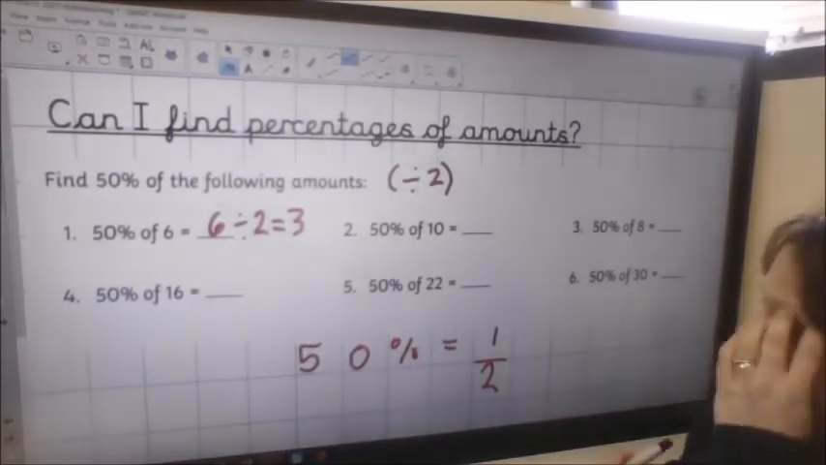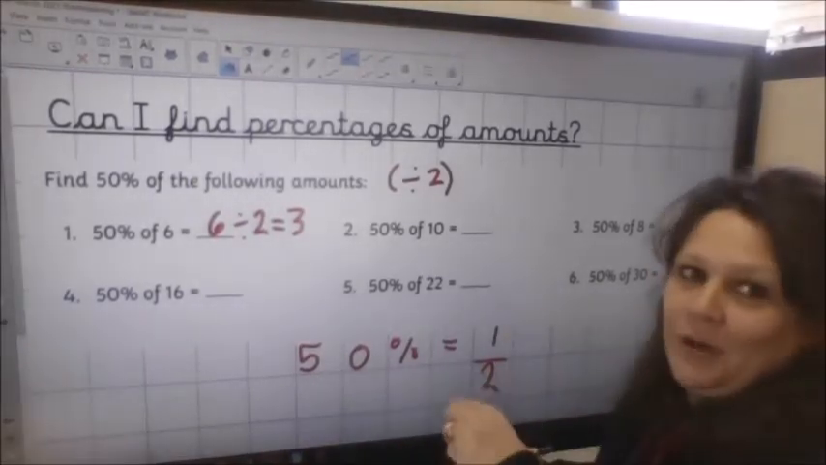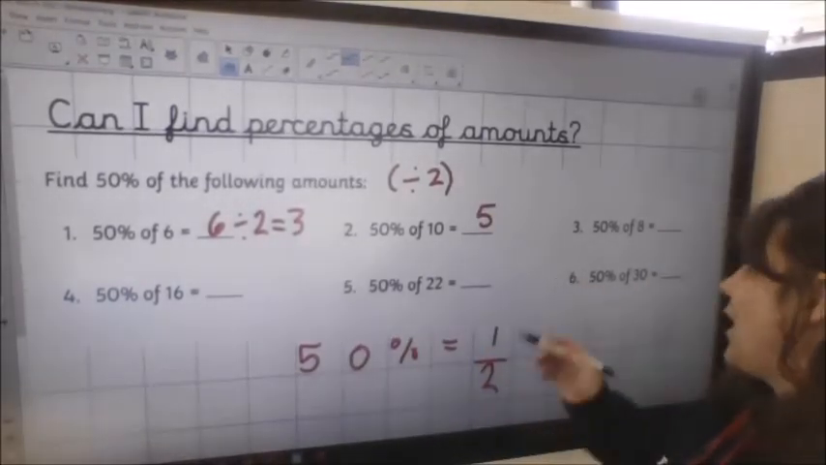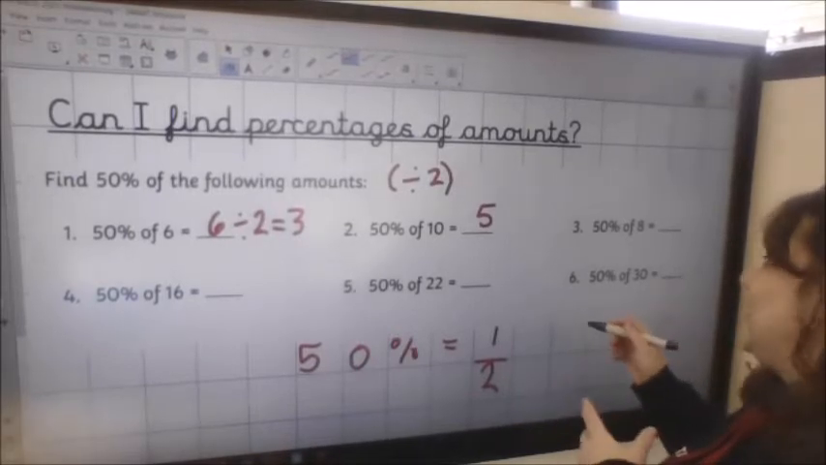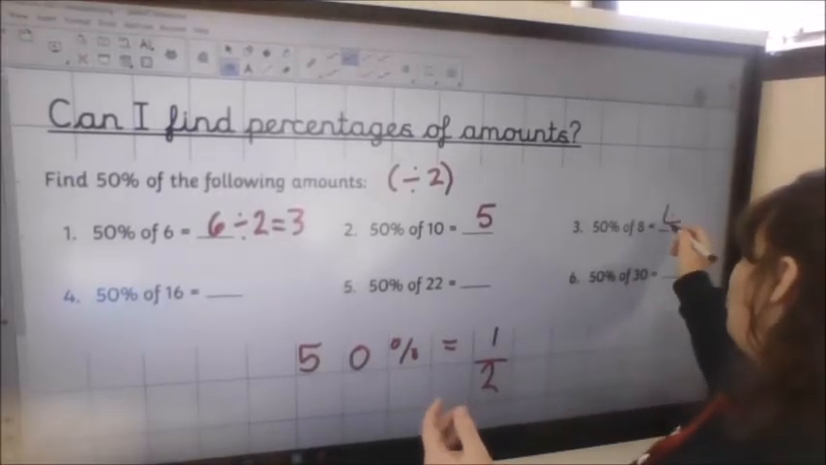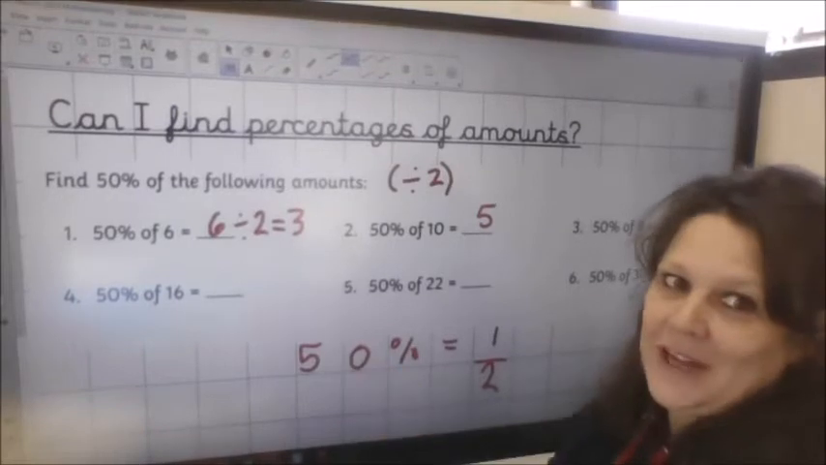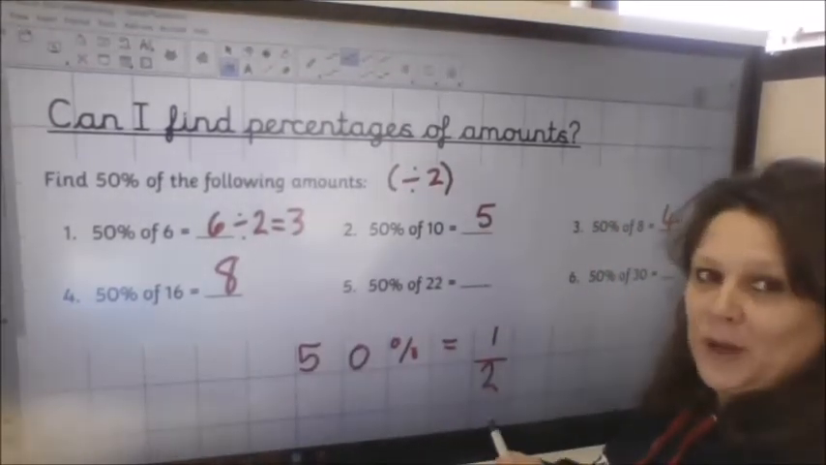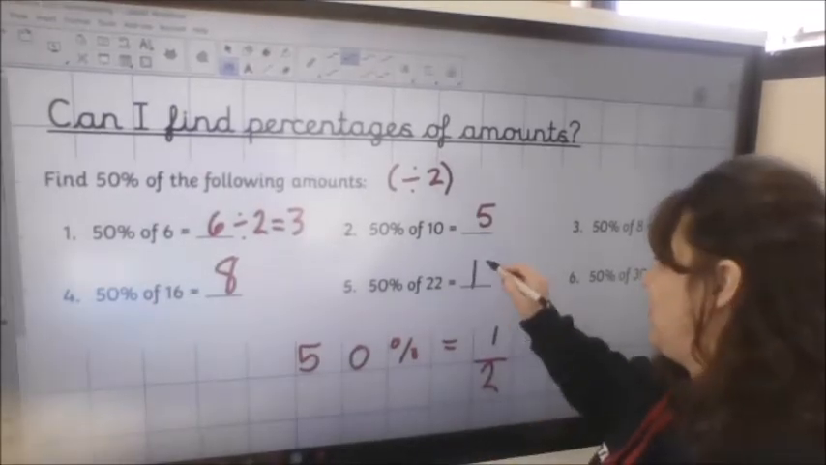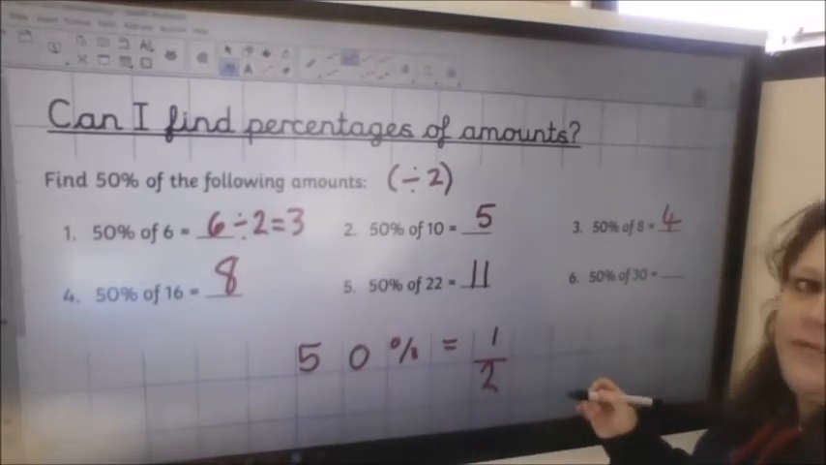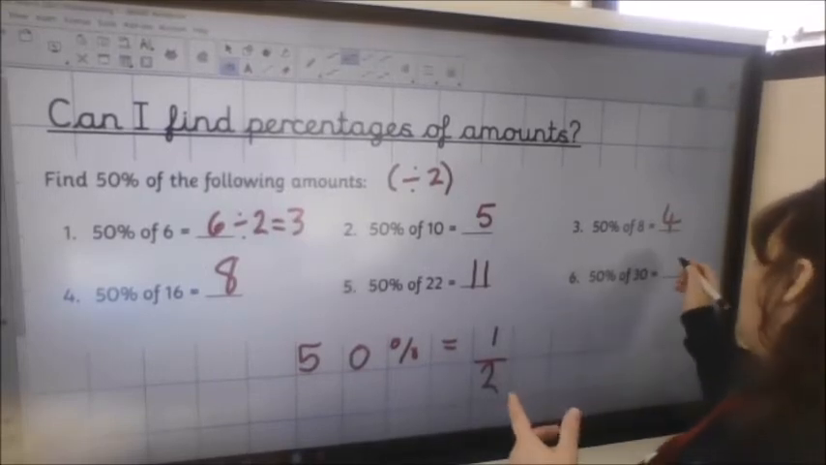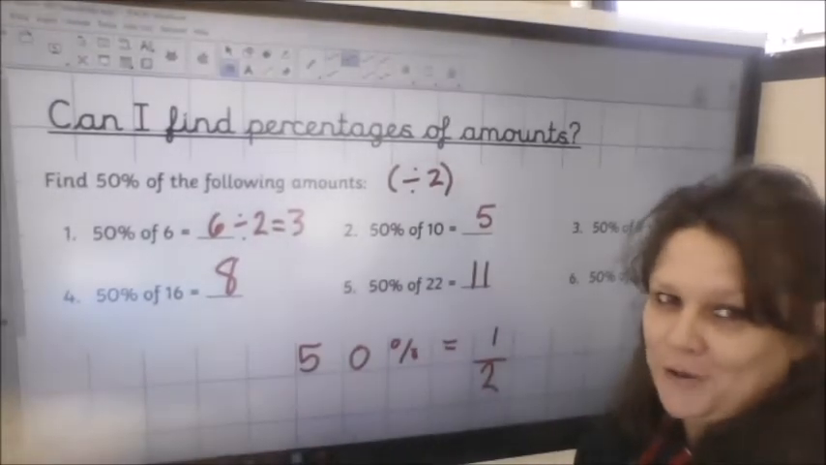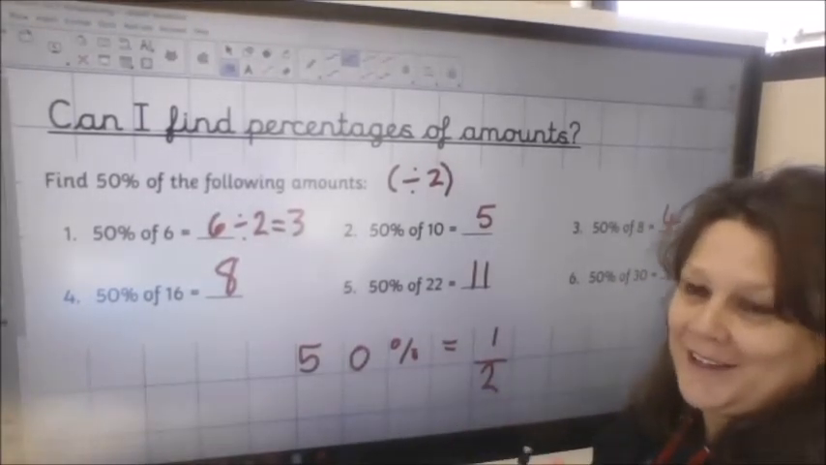Okay, then Year 6. Let's have a look at what you did. Number 2, 50% of 10, 10 divided by 2, 5. 3, 50% of 8, 8 divided by 2, 4. 50% of 16, 16 divided by 2, 8. 50% of 22, 22 divided by 2, 11. And finally, 50% of 30, 30 divided by 2, which is 15. Told you they were really straightforward, didn't I?